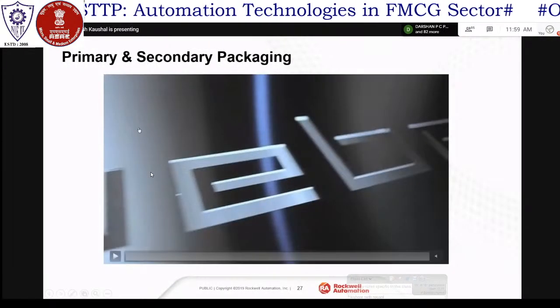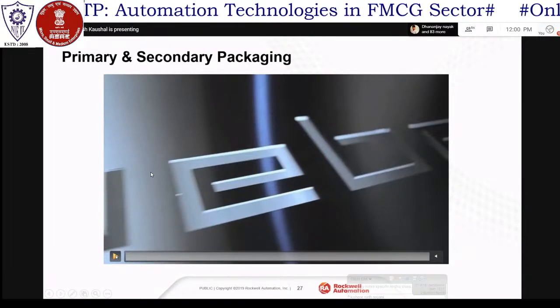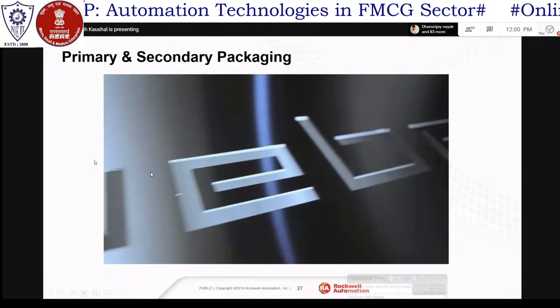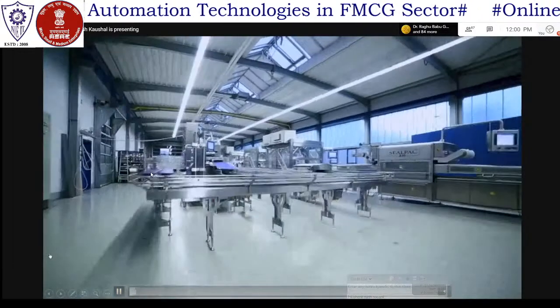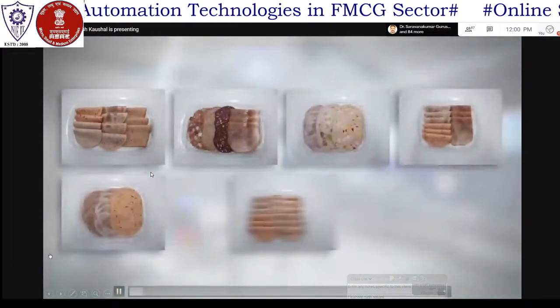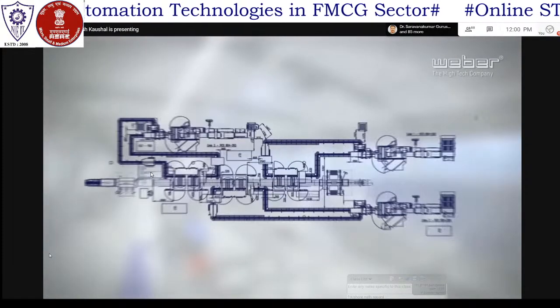Right. This is another example I put together. This is a meat processing line, right? And what you'll see is that after the slicing, how different types of meat combinations are packed into an easy to consume package for the customer.